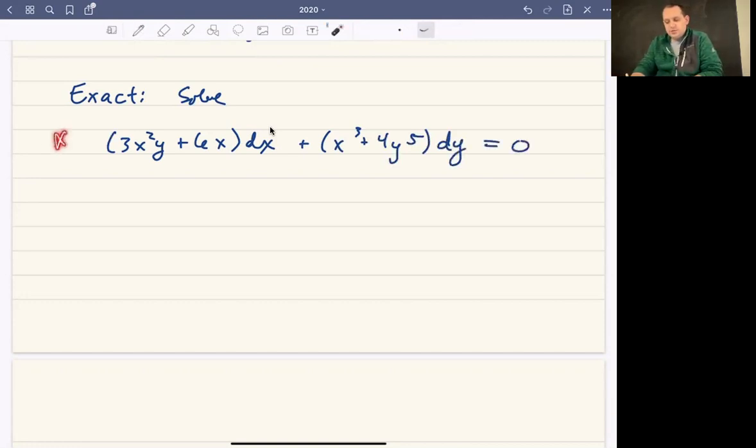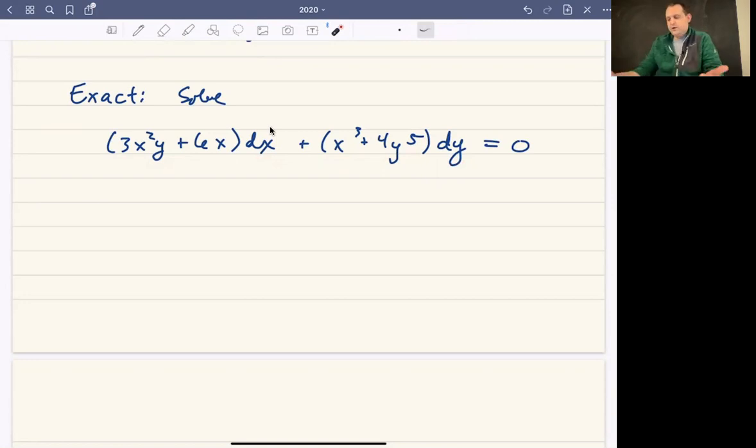One is that this is what's called an exact form, or sometimes called differential form. It's where you have some function times dx plus another function times dy. So these dx and dy we treat as differentials. And what we're going to do is try to figure out whether or not this is exact.